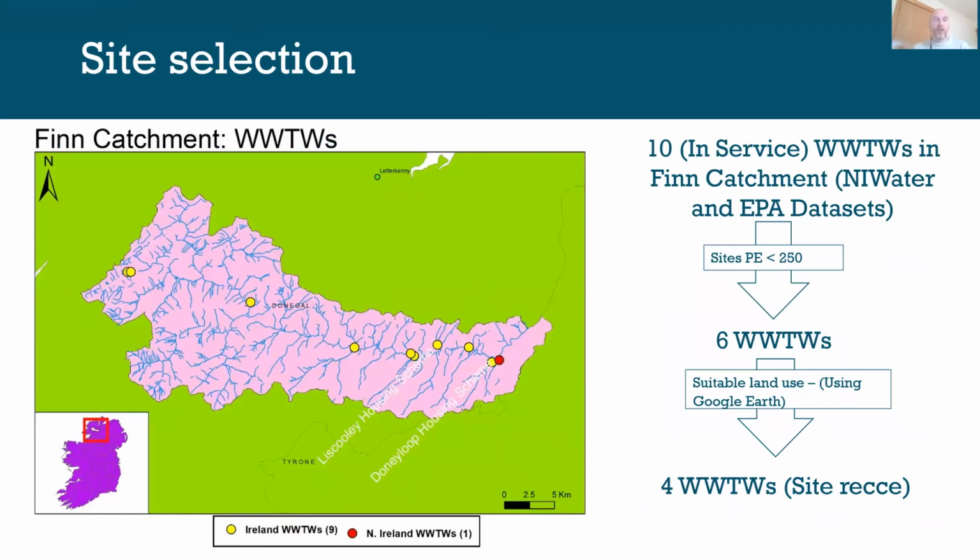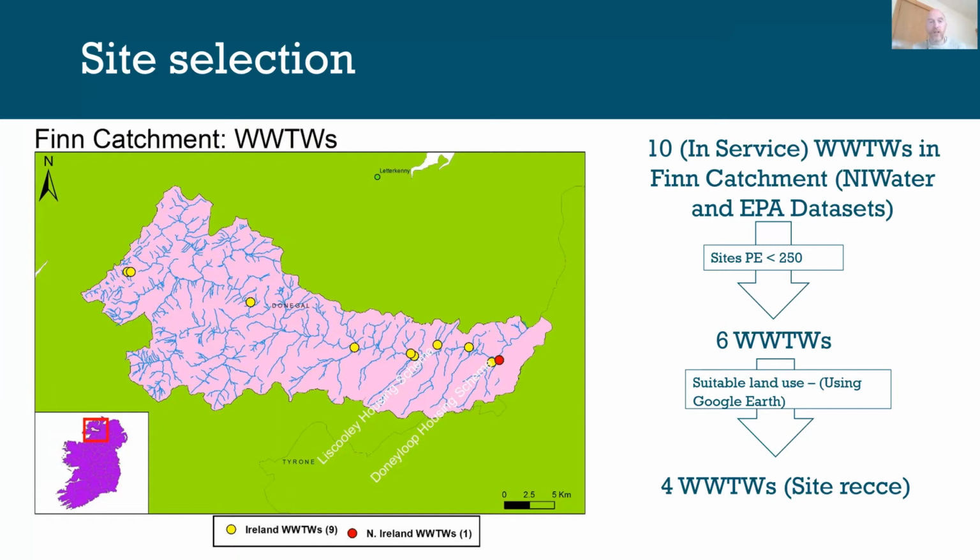So as I say, we were looking at 3 catchments, the Finn, the Arney and the Blackwater. We were looking for 3 sites within those catchments. So in terms of the Finn catchment, just in terms of site selection, there are 10 in-service wastewater treatment works in the Finn catchment. And of those, 6 have a population equivalent of less than 250 people. And then looking at Google Earth, and looking at the land surrounding the wastewater treatment works, we identified 4 sites that were potentially suitable for our project.